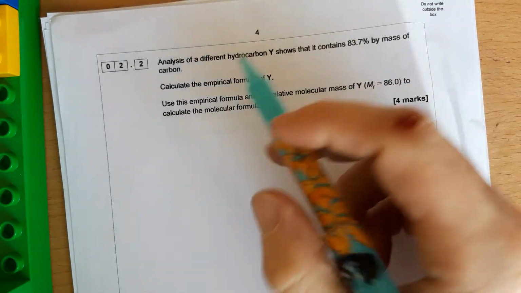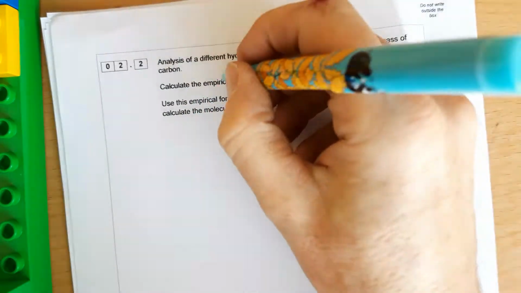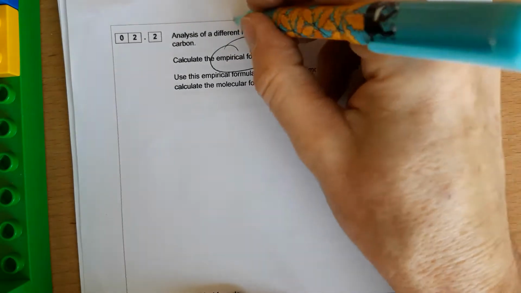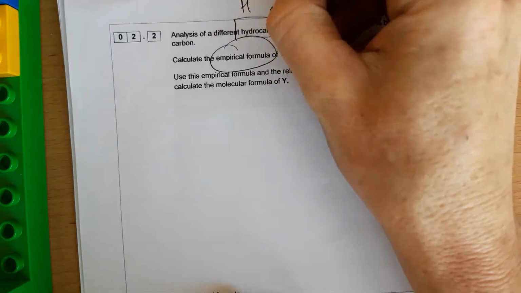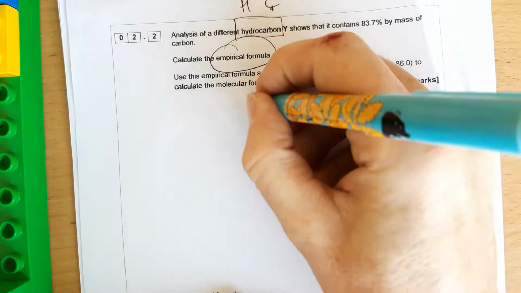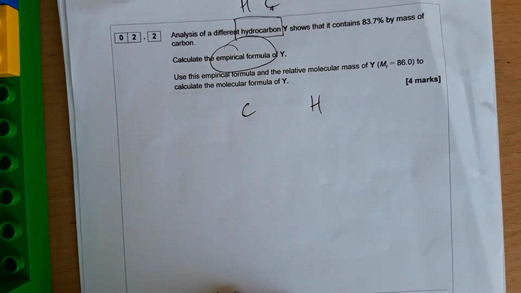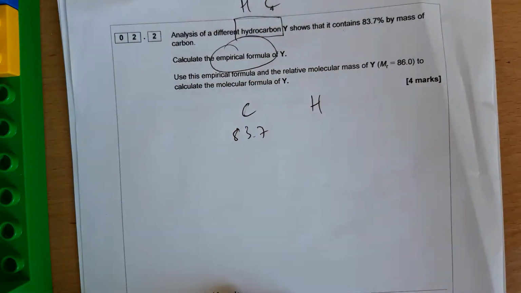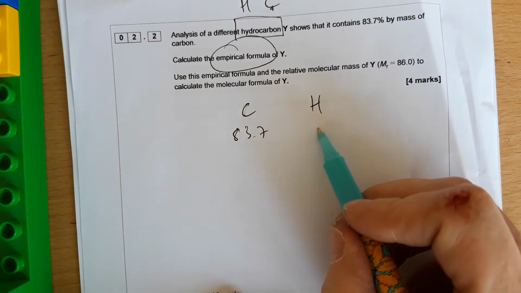Next, analysis of a different hydrocarbon. Oh, these are so straightforward. Goodness me. Empirical formula questions. If you're one of those people who never quite got them, oh my word, you're missing a trick. They're so easy. Hydrocarbons are made of hydrogen and carbon only. Whenever you see empirical formula, I want you to write the elements at the top. We are 83.7% by mass of this, so the rest must be hydrogen.